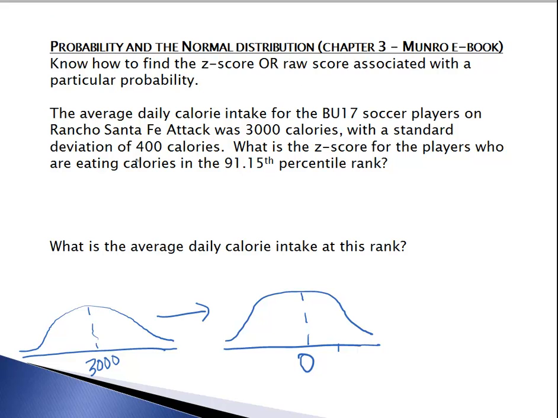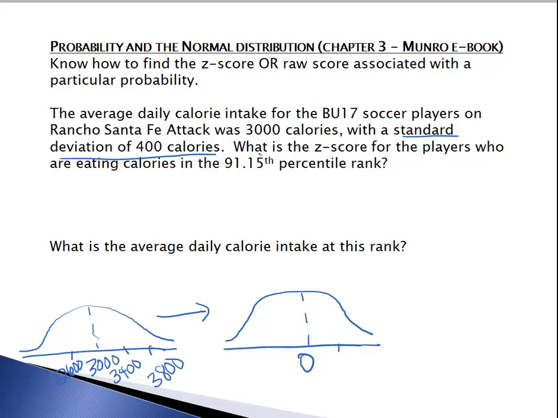Here we have more information. We're told that there is a standard deviation of 400 calories. So what that would mean is if we went out 1 standard deviation to the right, that would be 3,400 calories. All I did was add 400 and go 1 standard deviation up. If I went 1 standard deviation down, that would be 2,600 calories. And then I could go up another standard deviation, and that would be 3,800, and so on. And I could do that on either side.